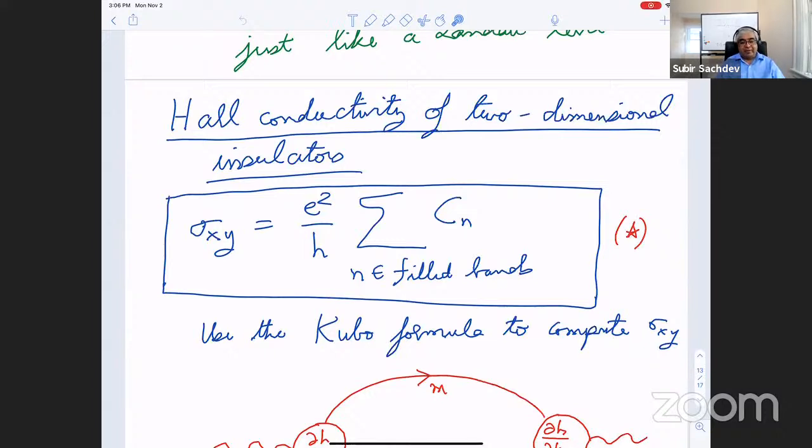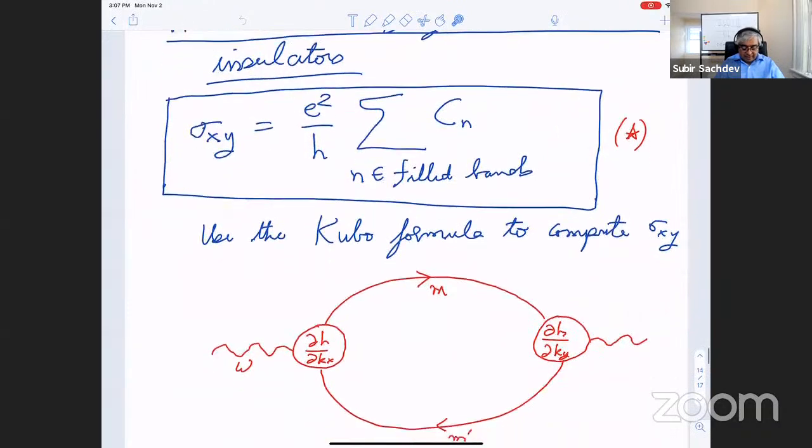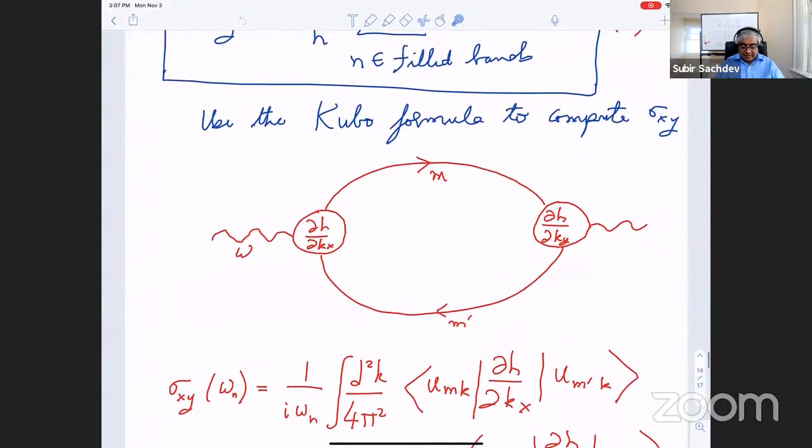So in the Kubo formula, you apply a vector potential, and the electric field is then the time derivative of the vector potential. And in the presence of the vector potential, you compute the current. So diagrammatically, the calculation is something like this. Here you have the electric field, which is the vector potential that you're applying to the system, and here you're measuring the current. And then you have to divide the full answer by omega, because the time derivative of the vector potential is the electric field.